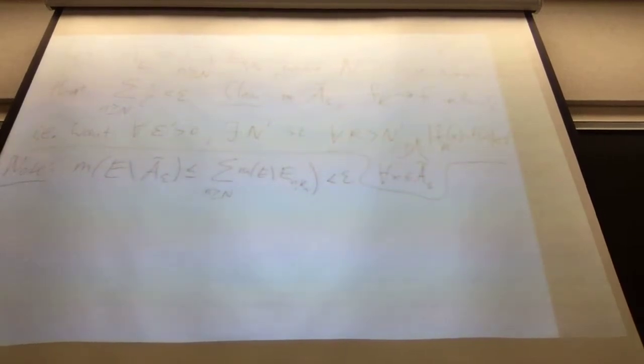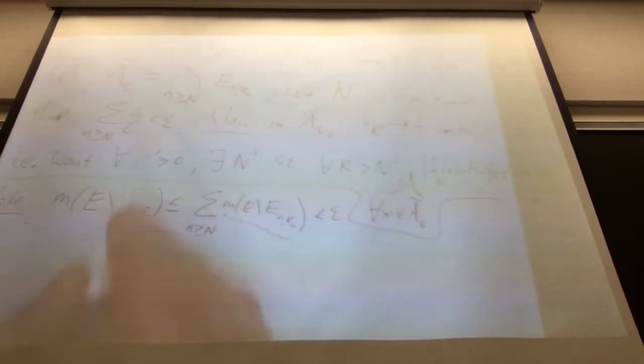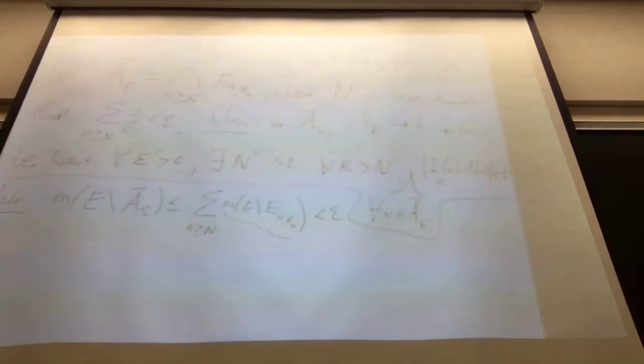Wait, could you say that again? Why is this less than epsilon? So each of these is at most 1 over 2 to the n. And the sum of them, the way we chose capital N was that the sum of them would be at most epsilon. Are you satisfied with that?